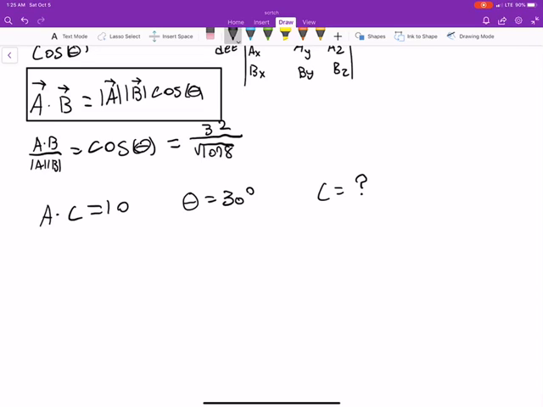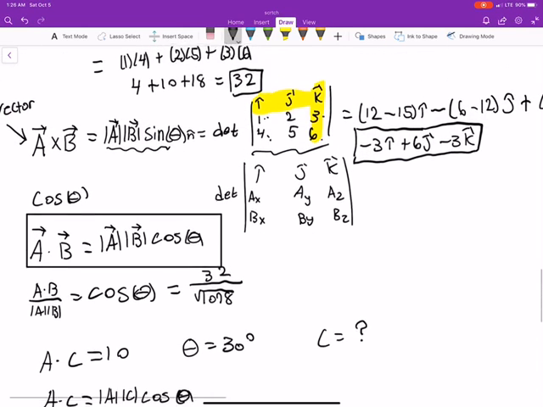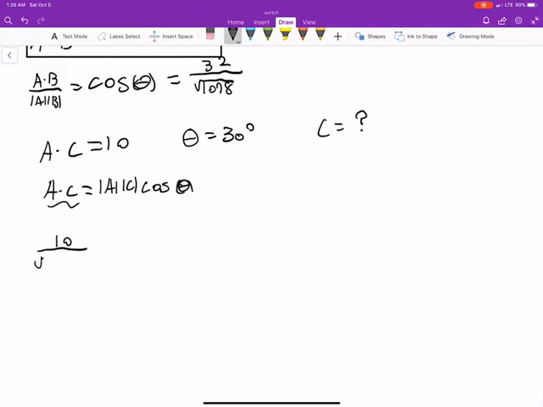Or at least the magnitude of it? Yes, because we know A dot C is the magnitude of A, magnitude of C, cosine of theta. And this is 10 divided by the magnitude of A. What's the magnitude of A? It was root 14, times cosine of 30 degrees is equal to our magnitude of C.